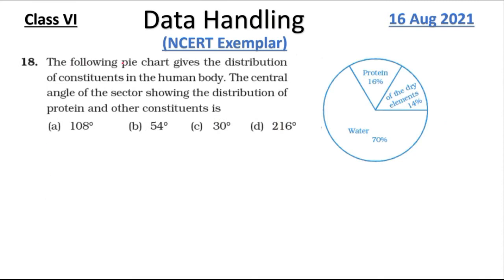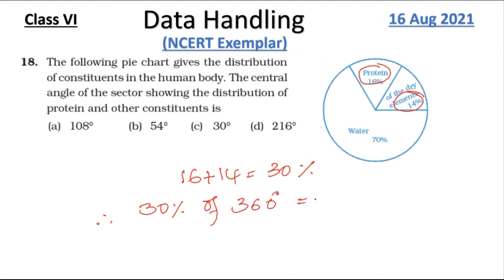Question 18. The following pie chart gives the distribution of the constituents in the human body. The central angle of the sector showing the distribution of protein and other constituents is, so here the protein is 16% and other constituents is 14%. So 16 plus 14 to be added, we get it as 30%. Therefore, it is 30% of 360 degrees, which is 30 by 100 into 360. The zeros get cancelled. 3 times 36 is 108. So 108 degrees.